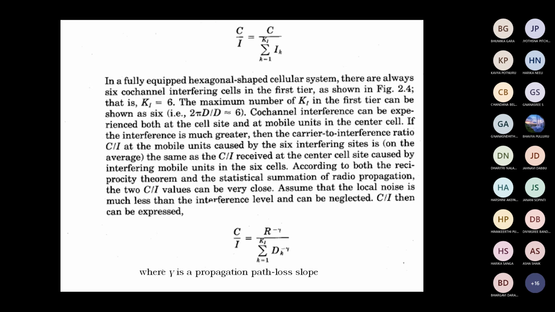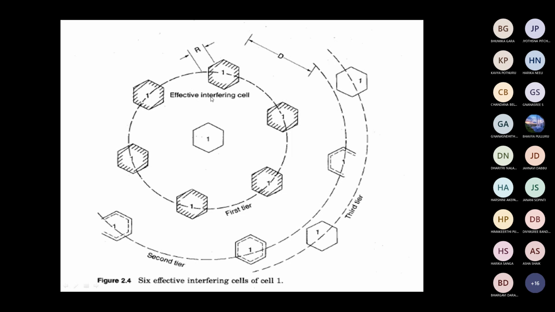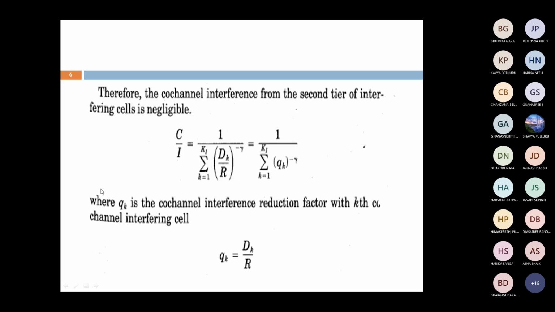That is interference. Interference depends upon the frequency reuse distance. That's why Dk power minus gamma. What is meant by gamma here? Path loss exponent. That is, C by I equals R power minus gamma divided by the summation of k equals 1 to K1 of Dk power minus gamma. See the same one as I explained yesterday. Center cell 1, again based on first tier, we get the same frequency, again second tier, third tier, likewise. So finally C by I equals 1 divided by the summation of k equals 1 to K1, with the numerator going to the denominator, Dk divided by R power minus gamma.